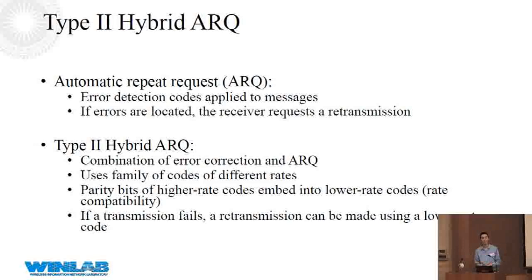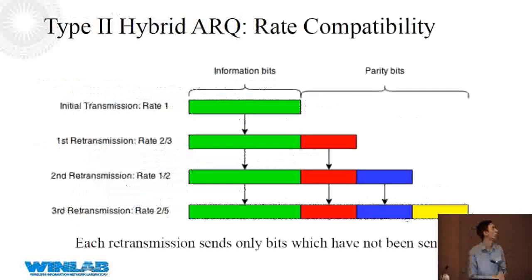What this means is that if we send a transmission and that transmission fails, we can use the lower rate code to now transmit that instead and use a stronger decoding code to get hopefully a better performance on the channel. So this property of rate compatibility is best illustrated with this example. We have 4 codes chosen: rate 1, 2/3, 1/2, and 2/5. And in our initial transmission, we may send just the rate 1 code, which is just the information bits.